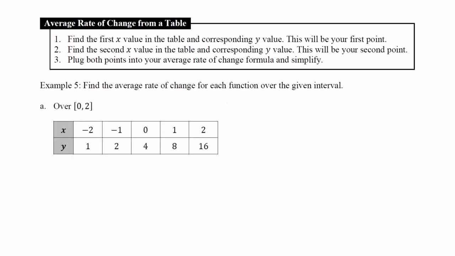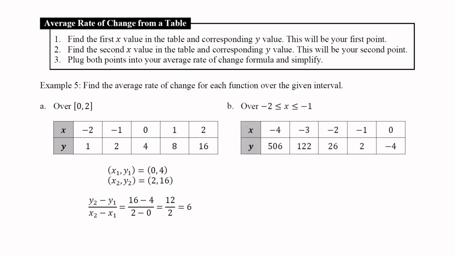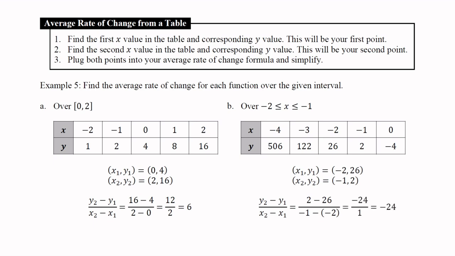So we are given the interval 0 to 2. So we have 0, 4, and 2, 16, which we pull directly from the table. And then we just plug it into our average rate of change formula to get 6. Same thing for B. We go from -2 to -1, pull the 2 points from the table, plug those points into your average rate of change formula, and then simplify to get -24.